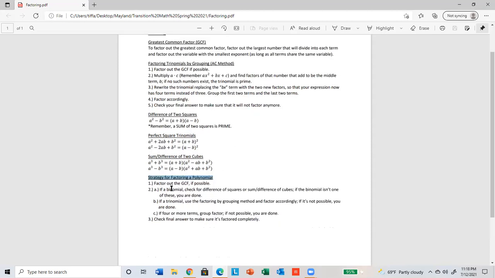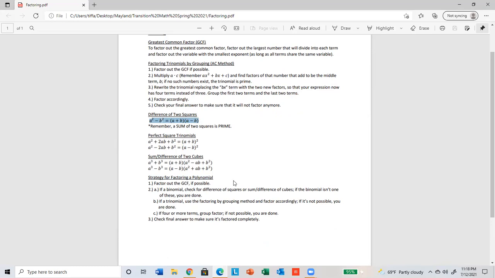The second step is going to depend on whether you have a binomial, which means that you have two terms, a trinomial, which means you have three terms, or you've got four or more terms. So if you've got a binomial, you're going to check for a difference of squares, which is this rule right here. If it fits this pattern, that's a difference of squares.